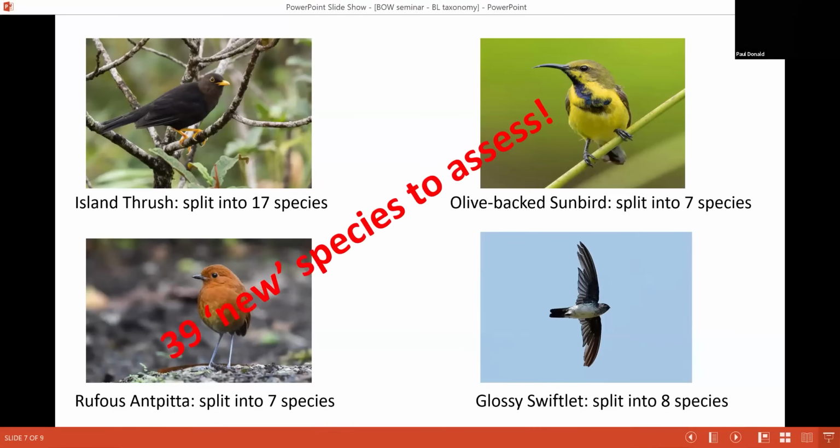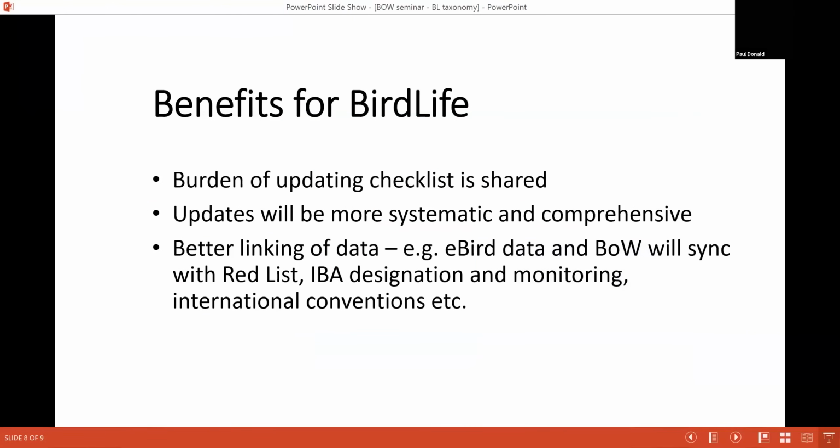So that's why BirdLife will take a few years to align fully with AviList, but we will do it as quickly as we possibly can. And the benefits for BirdLife are really the same kind of benefits that Marshall and Pam have outlined already. As far as we're concerned, the burden of annually updating our checklist will be shared. We know that we have fallen behind.